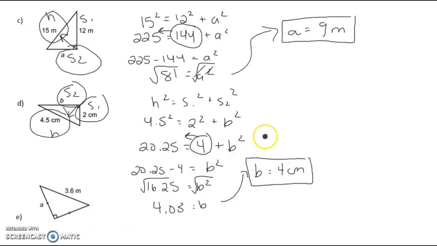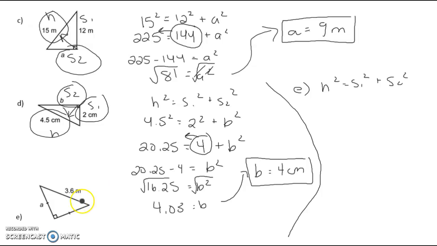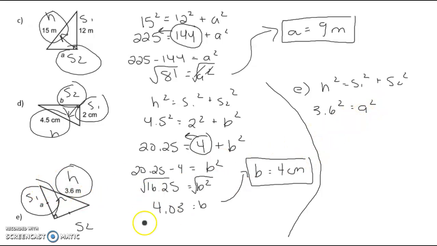Okay. Last one, what I'm going to do is put it over here. Okay, so I'll call it E. So hypotenuse squared equals side 1 squared plus side 2 squared. Hypotenuse out here, and then side 1 and side 2. So let's fill in. Our hypotenuse is 3.6. So 3.6 squared equals side 1 is A, so it's A squared. Side 2, we don't have anything there.